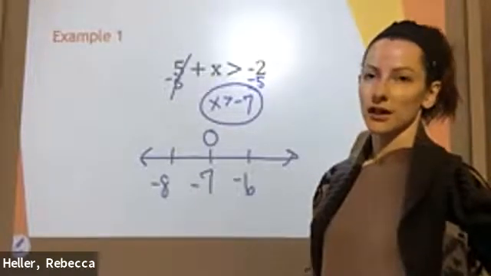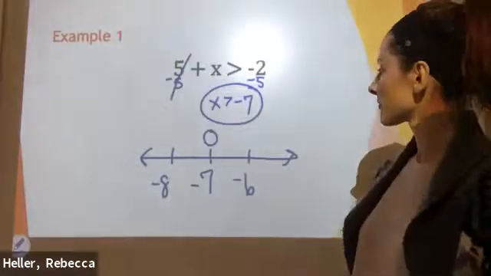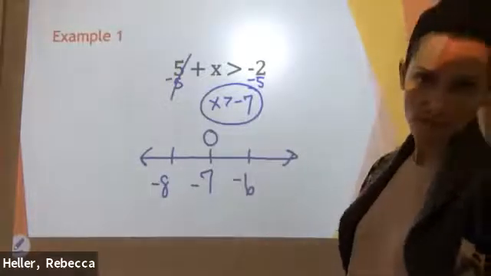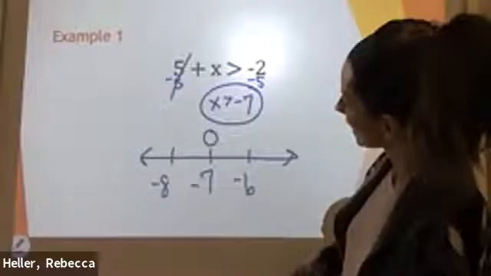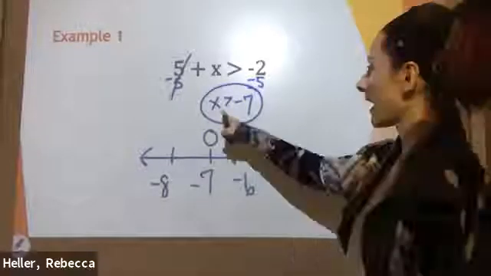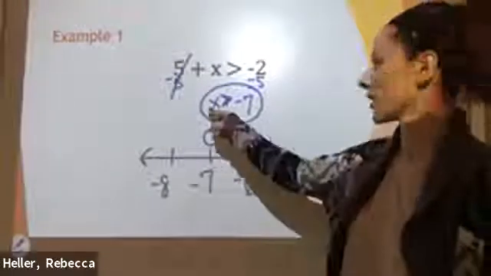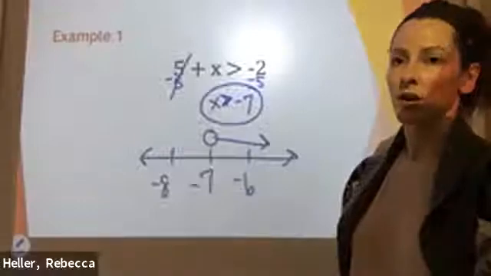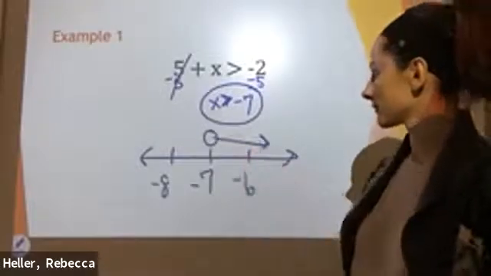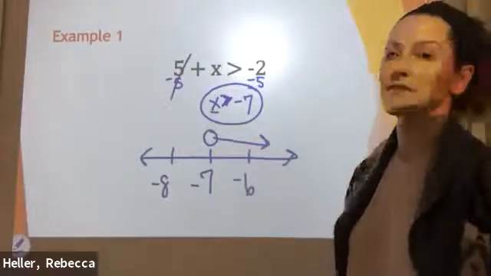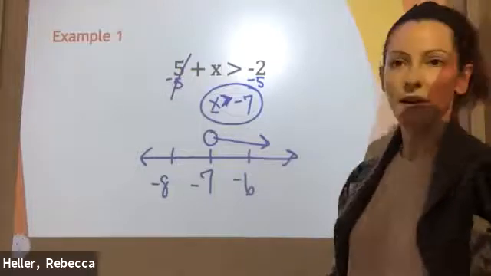Mario, are you raising your hand? Go ahead. To the right. Yes, so this is why it's easier if the variable is on the left. The arrow goes the same direction as the inequality symbol. So it's really easy if your variable is on the left to know which way to go. So greater than goes to the right, as long as the variable is on the left-hand side. Any questions about that first example?